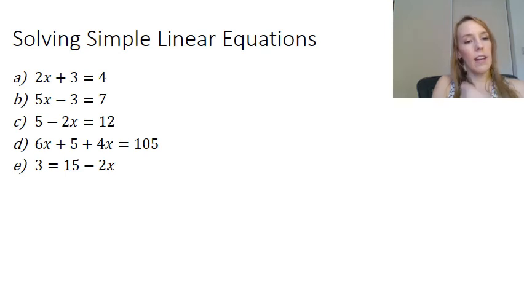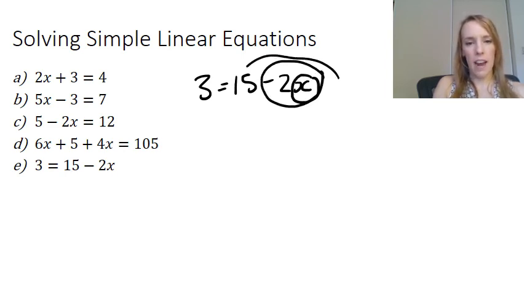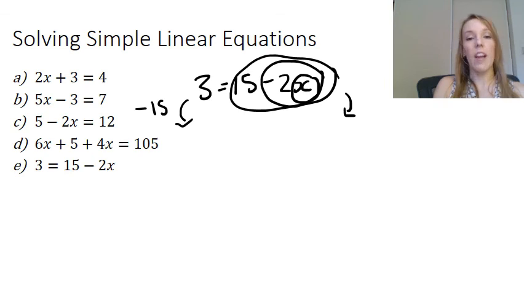And our lucky last one, 3 equals 15 take 2x. So we want to find x. Again, it's been multiplied by that -2 and then had 15 added. So the inverse of adding 15 is taking 15. And we know we have to take because there's no negative in front of that 15, so obviously it's a positive 15. So 3 take 15 is -12 equals -2x.